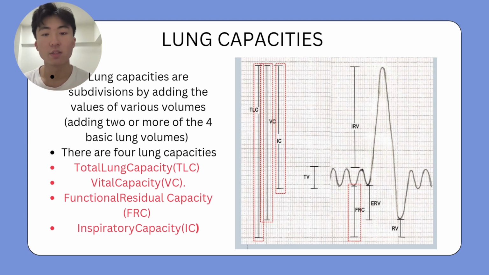So next is the FRC. FRC is the volume of air left in the lungs after normal exhalation. So FRC equals ERV plus RV. Finally, is the IC. IC means the maximum volume of air that can be inhaled from the end of a normal exhalation. So IC equals TV plus IRV. So this is the explanation of this chart.